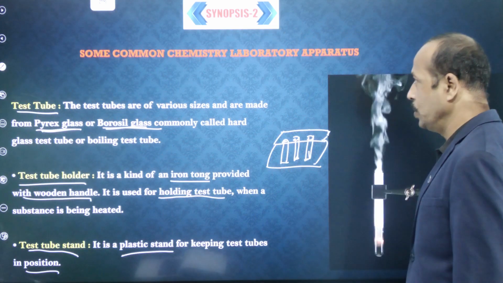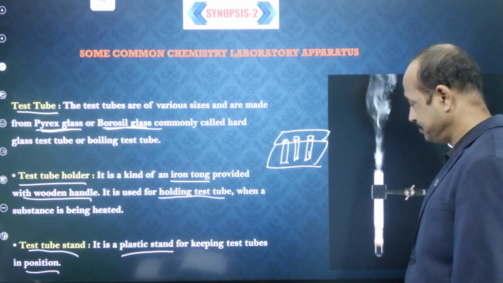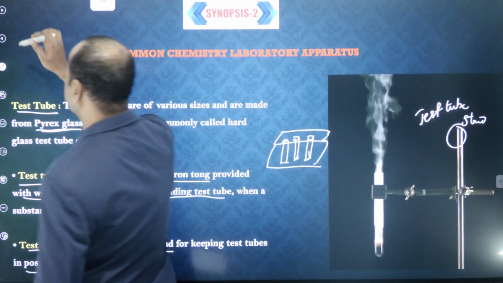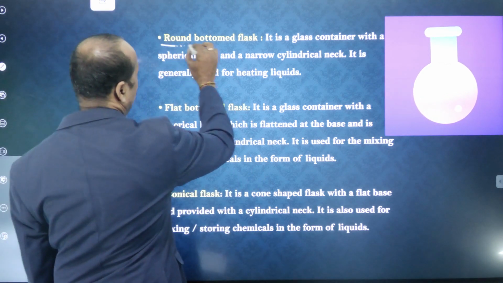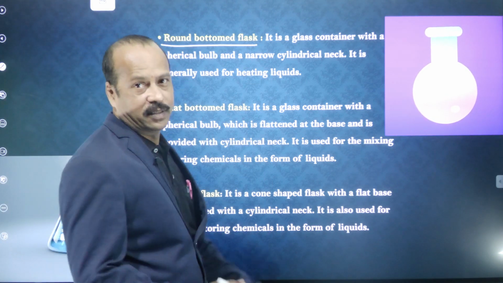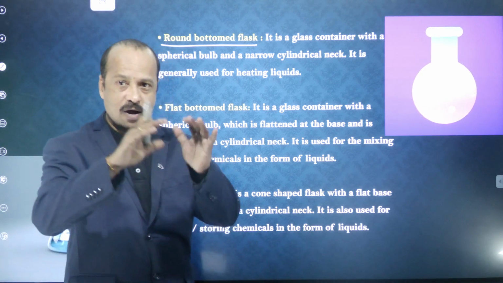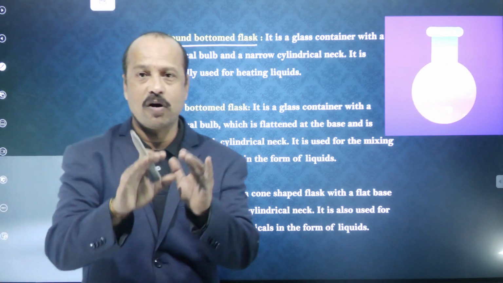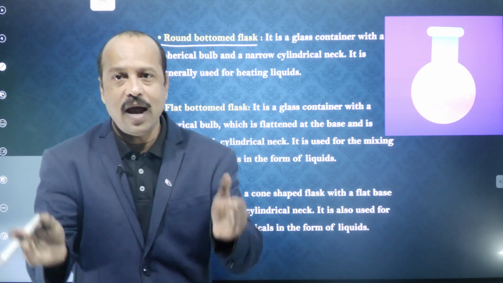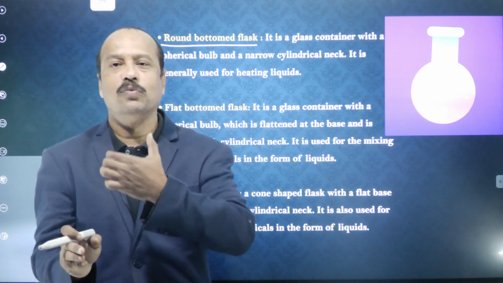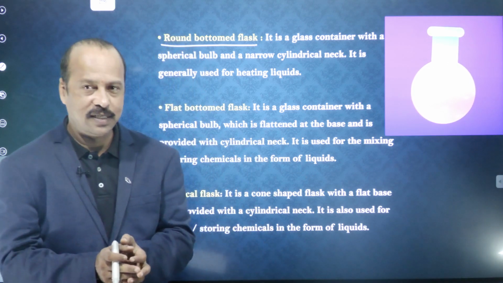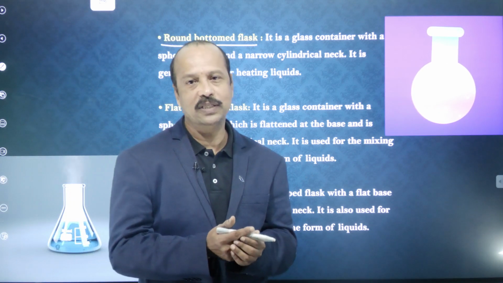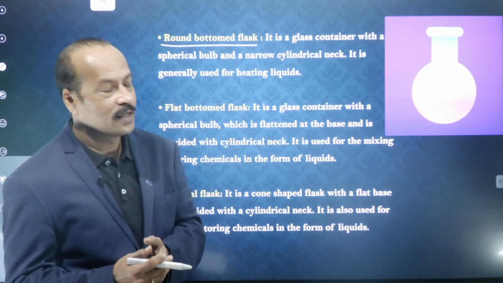Okay, I'm going to the next slide now. Next one is the round bottomed flask. The name itself is indicating round bottomed flask. So the bottom is round and it's a flask with one neck. So that is called a round bottom flask. Generally, we use the round bottom flask in chemistry laboratories, right?